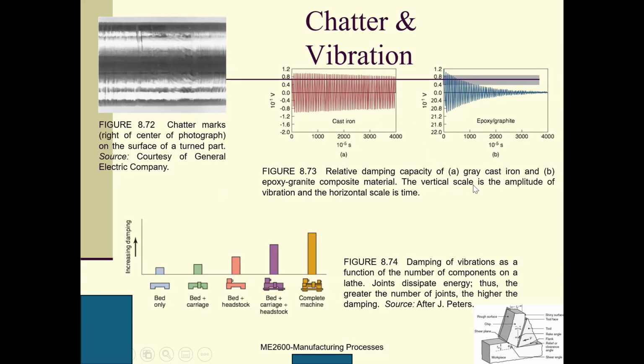The vertical scale is the magnitude of vibration, and the horizontal scale is time. Here is the damping capacity. This one is much better than this one. The next one is damping of vibration as a function of the number of components on the lathe.